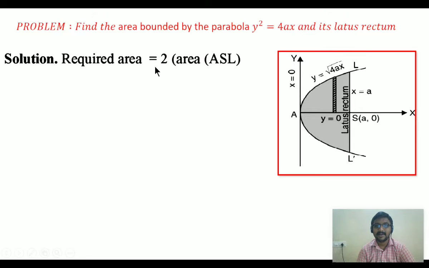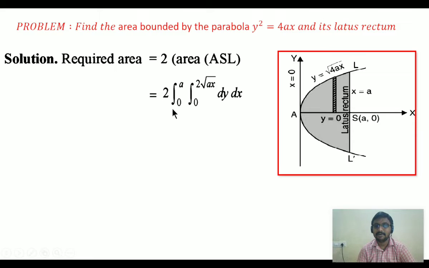So the required area is 2 into area ASL. We just have to double the area because the area is symmetrical about the x-axis. The area above the x-axis lies on the same area below the x-axis, so we have to multiply by 2. Don't forget, we have to compute the total area bounded by the parabola and the latus rectum. The half area is multiplied by 2 to get the total area.